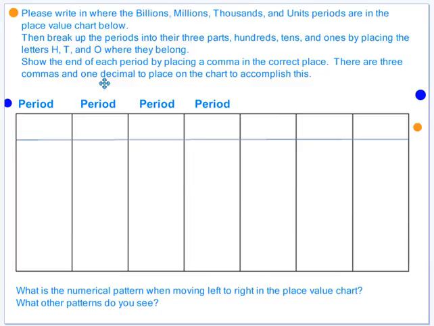For this part of the module, we are only working with whole numbers, so we're only going to be working with these first 4 periods. What I want you to do right now is to pause your video and attempt to correctly label your place value chart with these items up here. When you get done and you think you've got it, then press play and we'll check your answers.